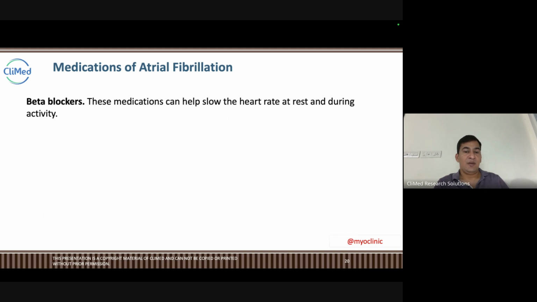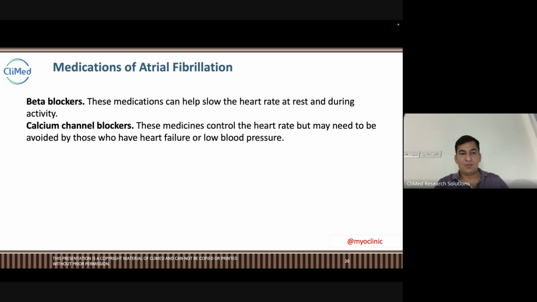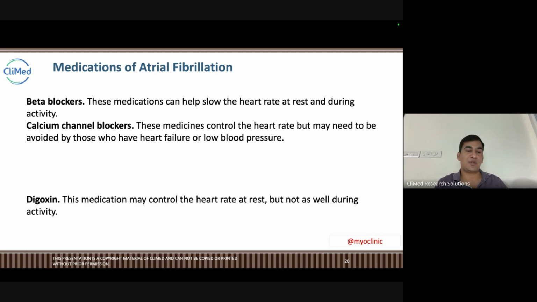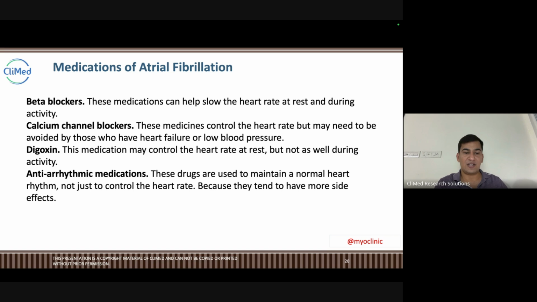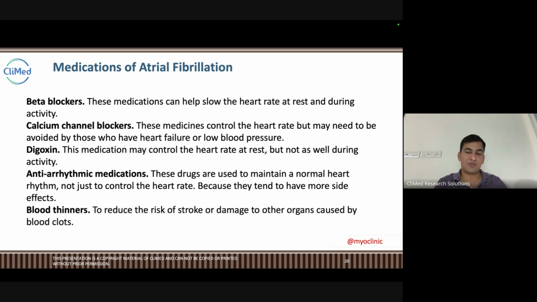Medications: beta blockers, calcium channel blockers. Beta blockers help slow the heart rate at rest and during activities. Calcium channel blockers also control the heart rate, but may need to be avoided in those who have heart failure or low blood pressure. So calcium channel blockers cannot be given in hypotensive patients or heart failure patients. Digoxin can help control the heart rate, but not as well during activities. Antiarrhythmic medications are there, multiple others, as I told you, which can be tried.